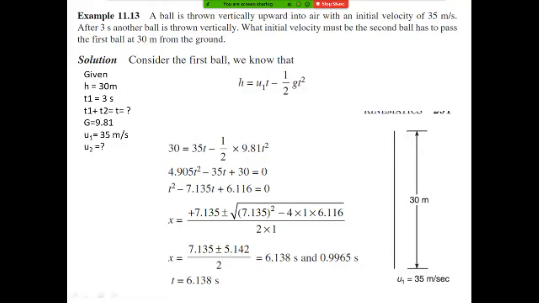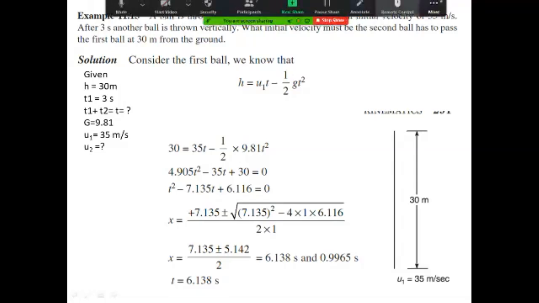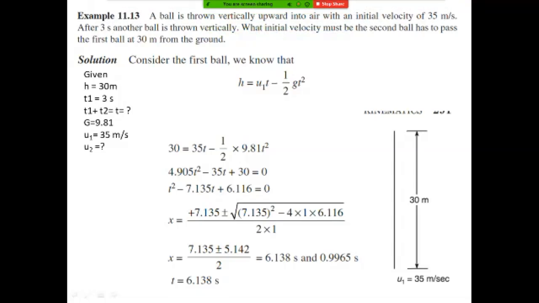Okay, time 1 plus time 2 traveled is equal to t. That one we have to find what time the ball A will reach, will reach this height. We will see. Next is g, acceleration due to gravity, given as 9.81 meter per second square. Then u, initial velocity of ball A is given, that is 35. Next is u2, the initial velocity of ball 2, which we have to find.